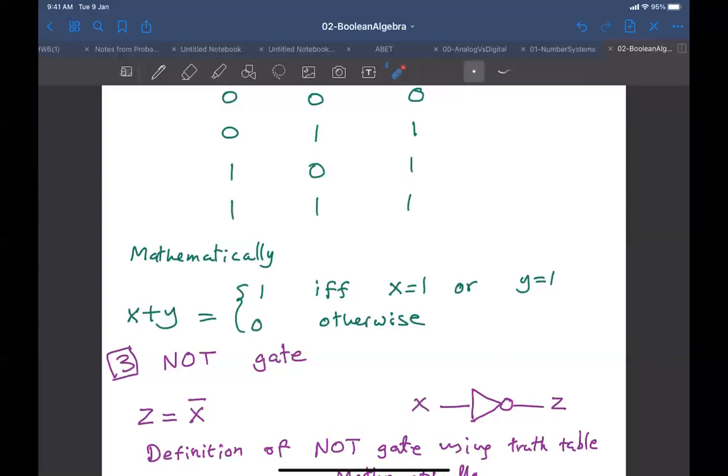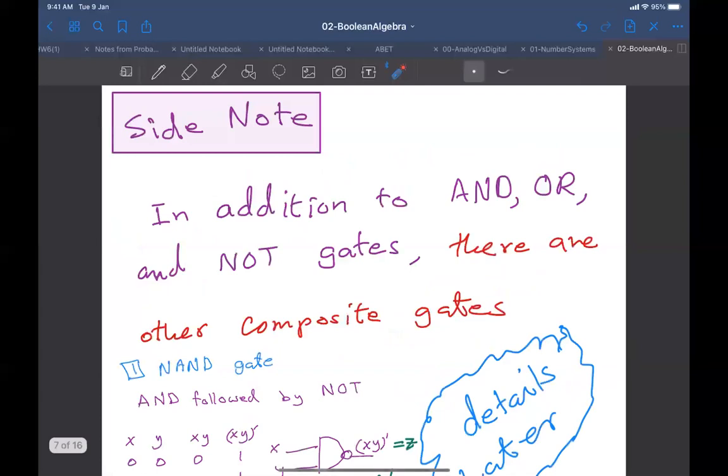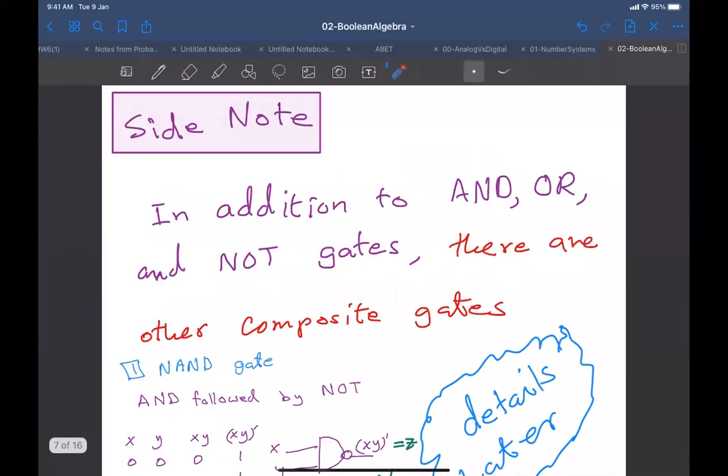So the definition is simpler than the two other gates because you have only two possibilities here. One input, two possibilities. The input can go 0 or 1. If it is 0, then the output is 1. If it is 1, the output is 0. And this is the mathematical definition here. Now there are other gates as well. But the AND, OR, and NOT are the main gates. However, there are other gates which we will explain in more detail later.